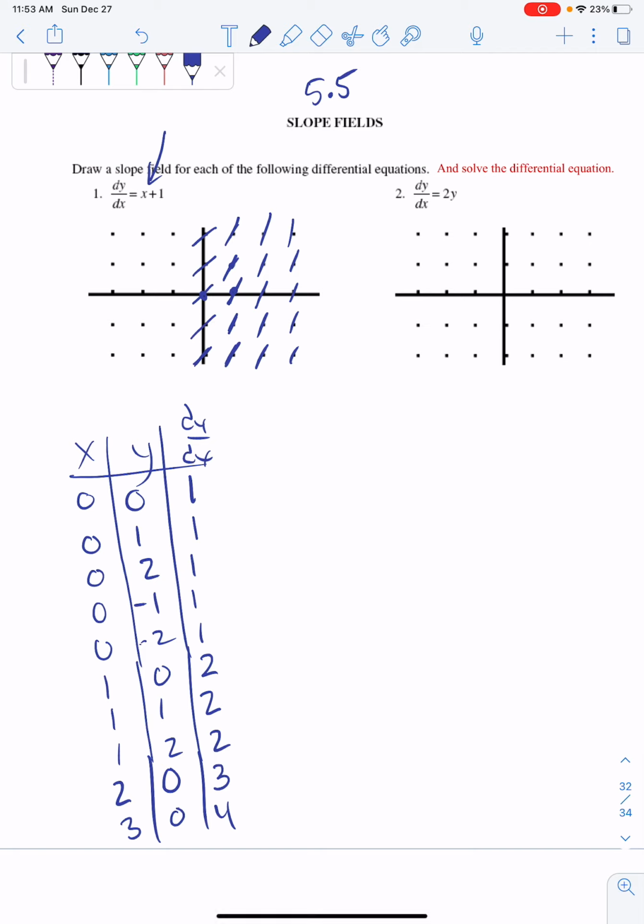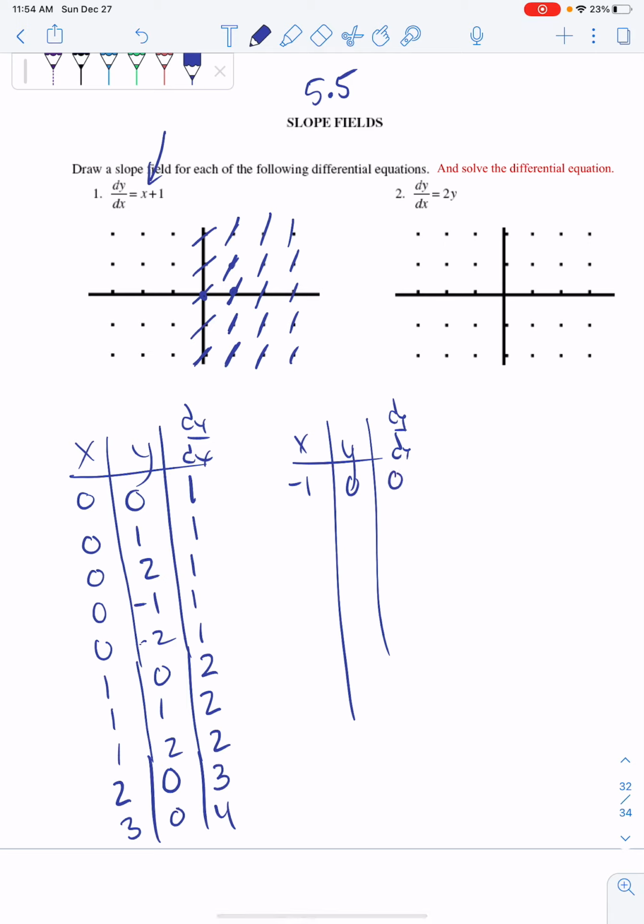What about when x is, and I'm running out of room here, so I'm going to make another table, x, y, dy/dx. How about when x is negative 1? It doesn't matter what my y value is because there's no y value to plug into. When x is negative 1, then my slope is 0. So right here, whenever x is negative 1, my slope is 0. So I draw little flat lines. How about when x is negative 2?